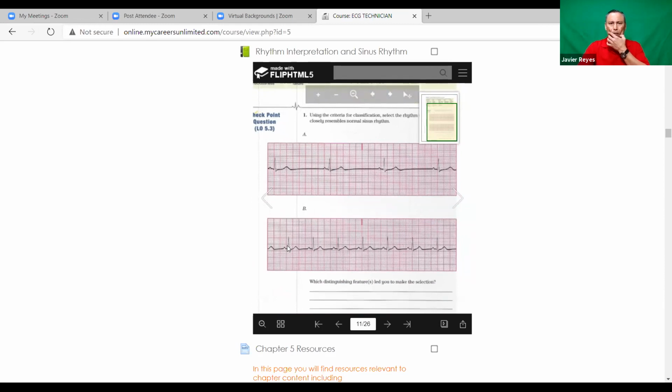All right, so you have to measure what? With the calipers, P to P, P to P, P to P, and then R to R. Exactly. That is how you determine the regularity. So we know it's a sinus rhythm, and we know we have a regular rhythm. Very good. And now what is the rate on this one? Very easy to calculate.